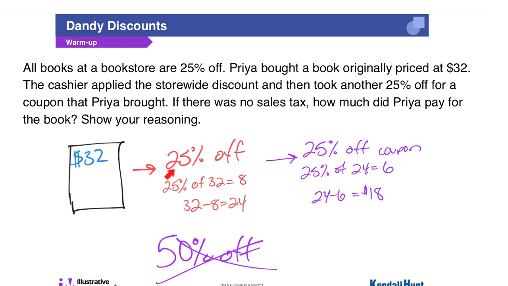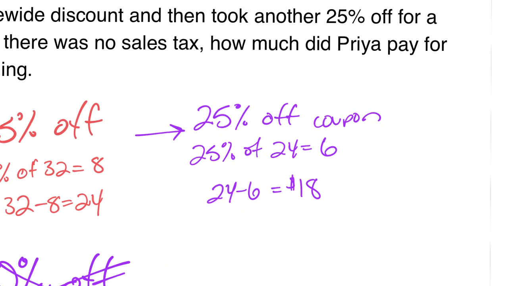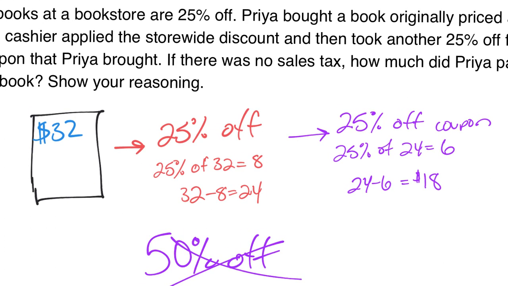If you're looking at 25% off of $32, well, 25% of 32 is $8, so it's $8 off. 32 minus 8 is 24. Then we're going to take 25% off of that, and you're going to end up with 25% of 24 is 6. So you're going to take that extra $6 off. You're going to end up with a total price of $18. And this is not 50% off. 50% of $32 would have been $16, and it's not $16, it is $18.